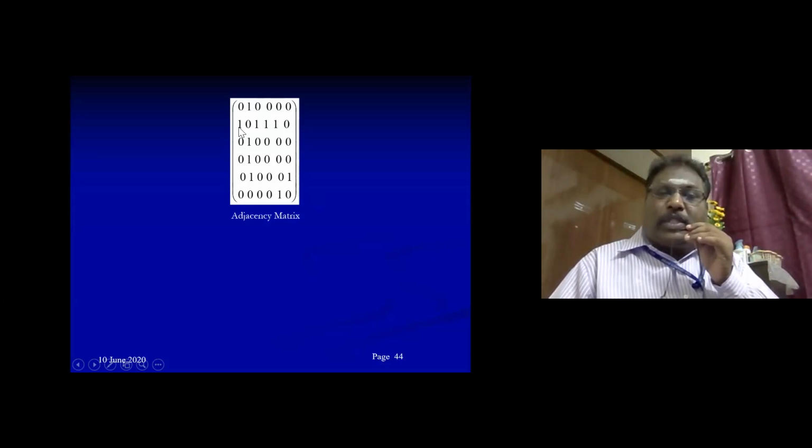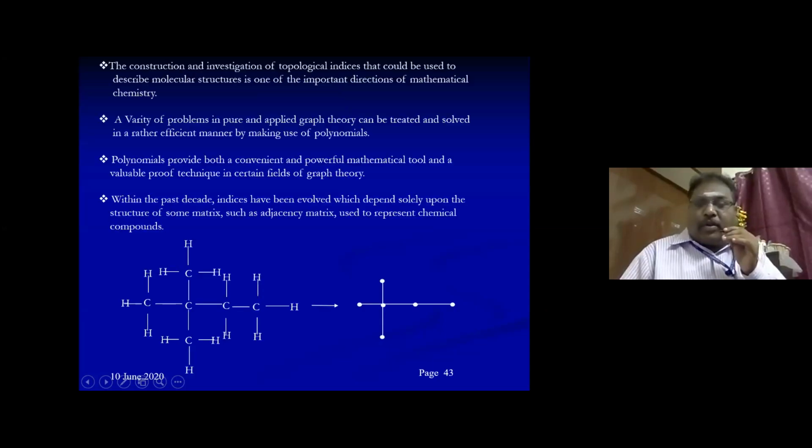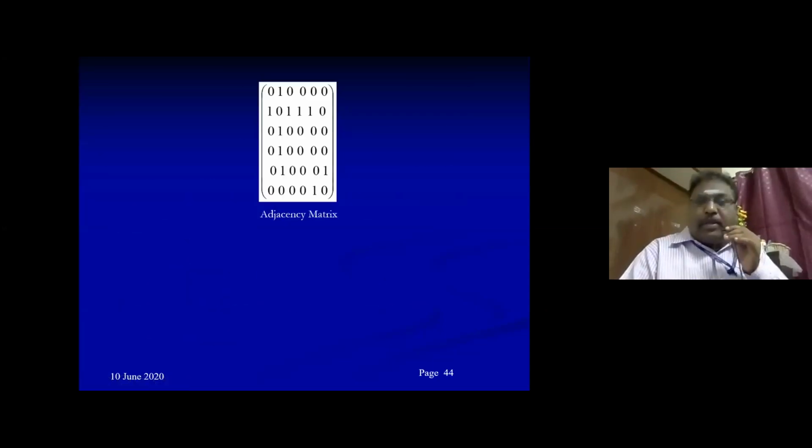Then V2 is connected with V1, V3, V4, V5. Okay, so the degree is 4. Watch this figure. Degree is 4. So that is 4 ones are there. So if you see, the degree is 2 for V5, degree is 1 for V6. Fine. This is a matrix called adjacency matrix.